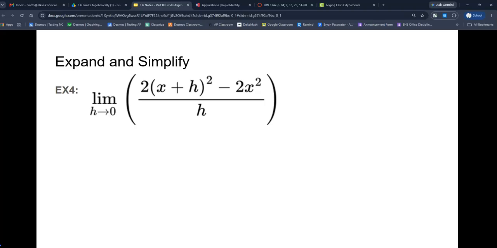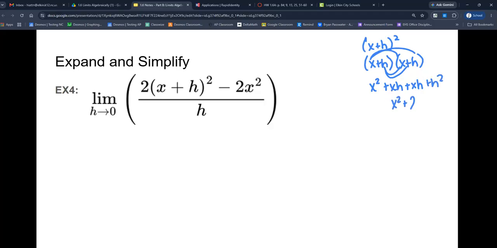Instead of factoring and canceling here, we actually need to expand, right? So I've got that x plus h squared. We just did it a minute ago. It's x plus h times x plus h. We are going to square the first, and we'll get x squared. We're going to multiply the middle together and double it, and we'll get 2xh, or you could do it this way, plus xh, plus xh, and then we square the last, which is h squared. We're going to get x squared plus 2xh plus h squared.